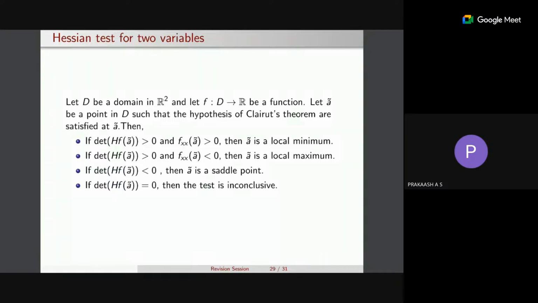There are functions for which maxima or minima are attained at some point, even global sometimes, but the Hessian test is inconclusive. But when the determinant is non-zero, then definitely you can conclude something. If it is negative, then it's a saddle point. If the determinant is positive and the leading entry is positive, then it's a local minimum. If the determinant is positive and the leading entry is negative, then it's a local maximum.